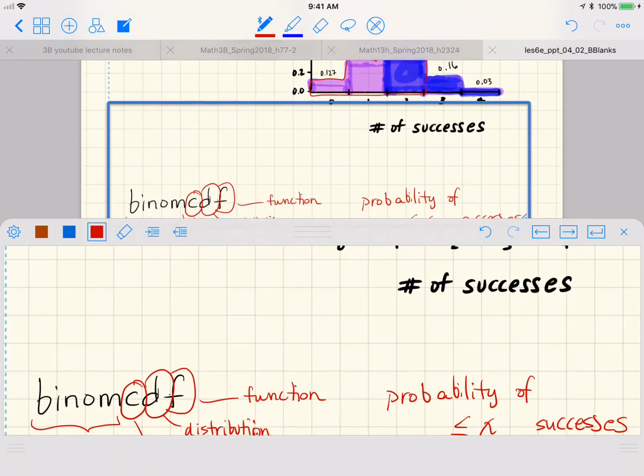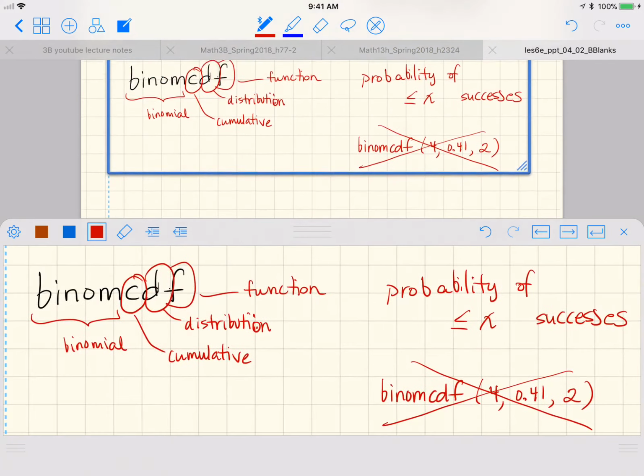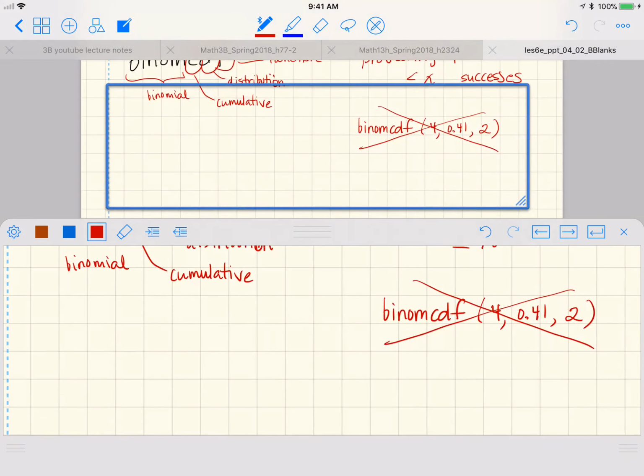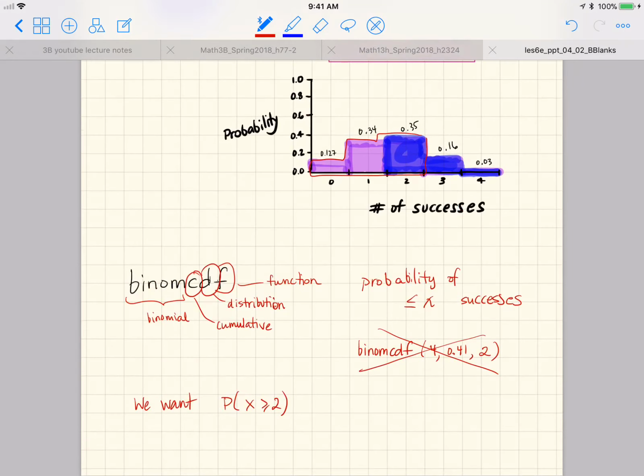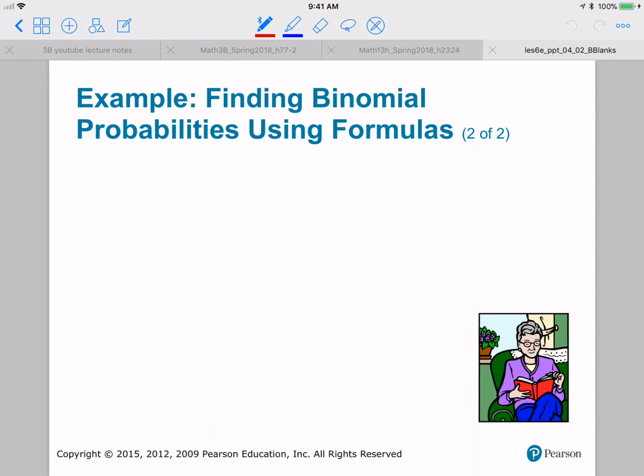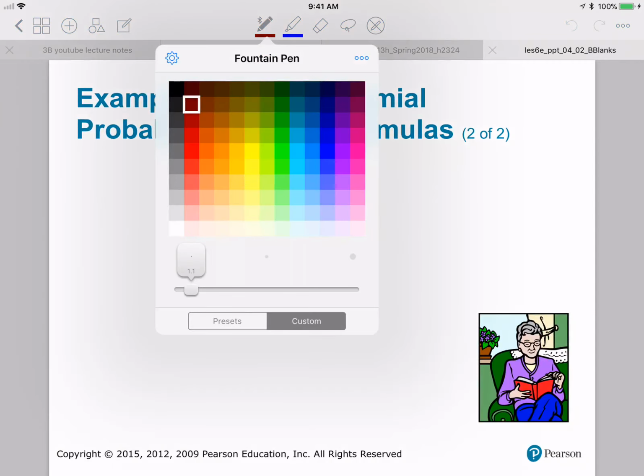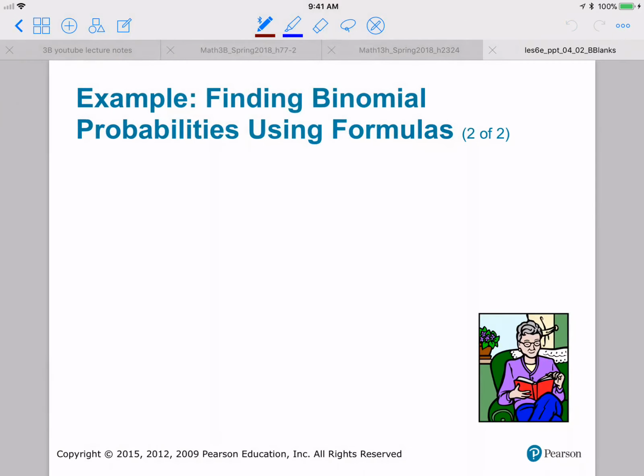What we want is the probability that X is greater than or equal to 2, right? So what we need to do is rewrite this in a way so that binomial CDF can actually give us what we need, because binomial CDF will only tell you the cumulative probabilities, and cumulative probabilities mean you're working with less than or equal to.